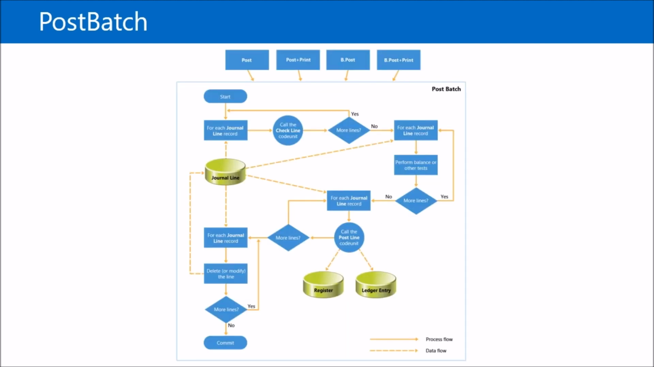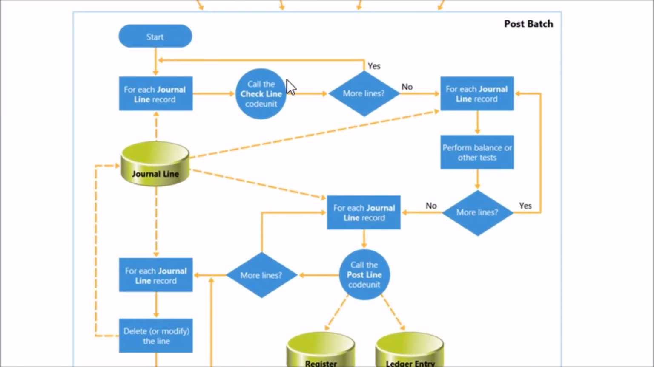So let's have a closer look in here. What we notice is that the PostBatch code unit can be called from a number of different actions: post, post and print, and so on. When we start the code unit, it will have a look at each journal line record that needs to be posted, and then it will call the check line code unit. So the first loop is to call the check line for each of the journal lines.